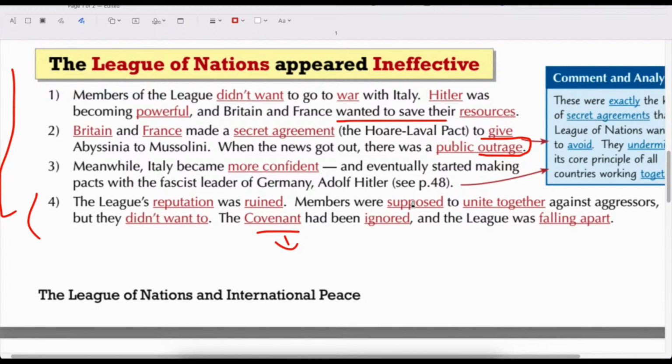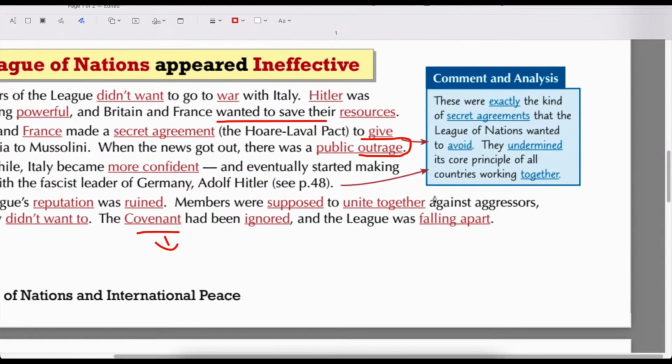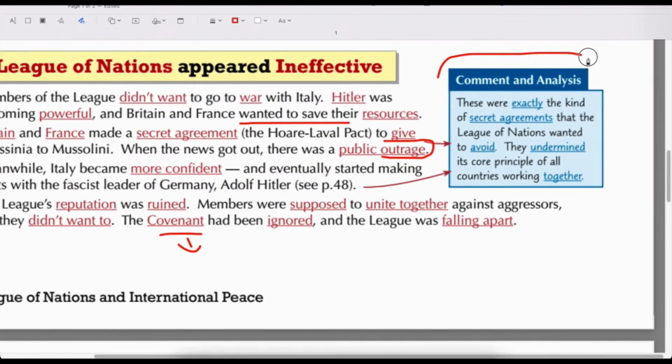Okay, so here we have some comment and analysis, right? So follow me. These were exactly the kind of secret agreements that the League of Nations wanted to avoid. They undermined its core principle of all countries working together.